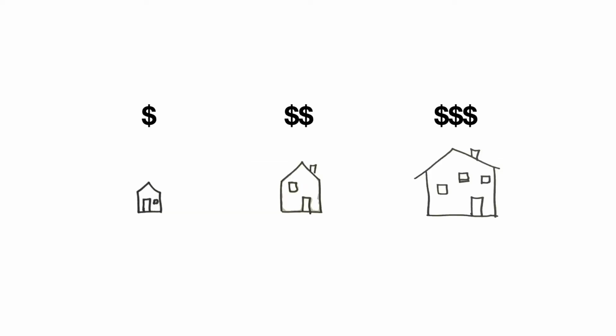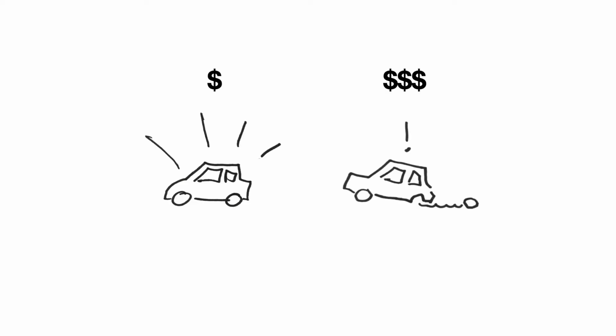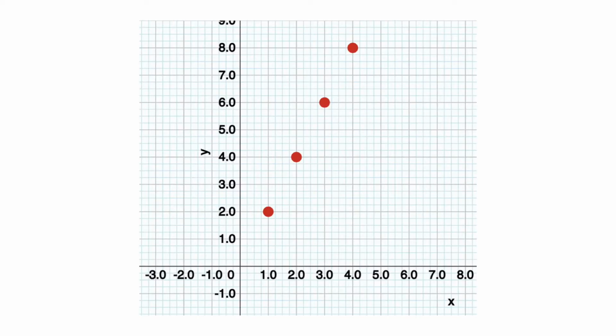A network with a single neuron can learn the relationship between the size of a house and its price, the amount of fertilizer and the health of your plants, or the relationship between the age of a car and the maintenance costs. All these examples model the relationship between one input and one output. But before I show you real-world examples like this, I will show you something that is even more simple. The relationship between x and y values.